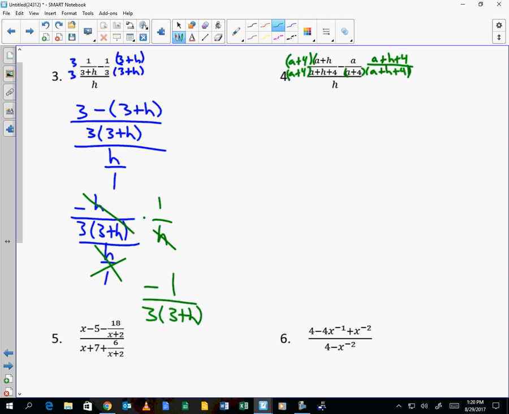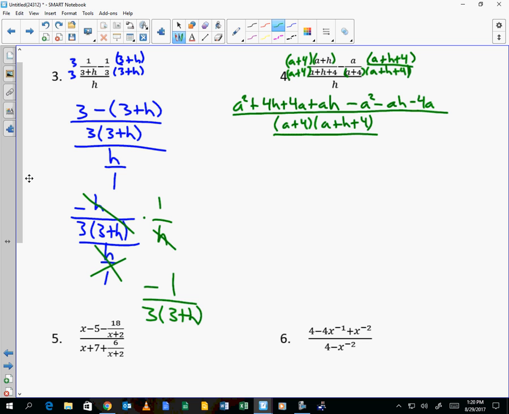So let's FOIL this out. What do I get? All right. I don't like it, but I'm going to trust. Now I'll distribute a negative a through here. What do I get? And in the denominator, we have a plus 4, a plus h plus 4, all over.